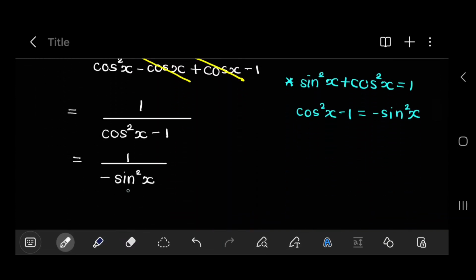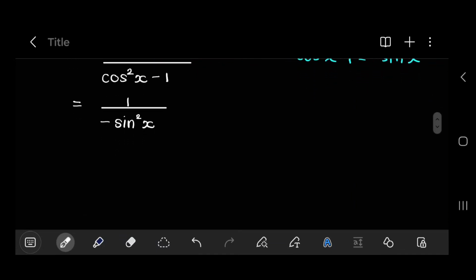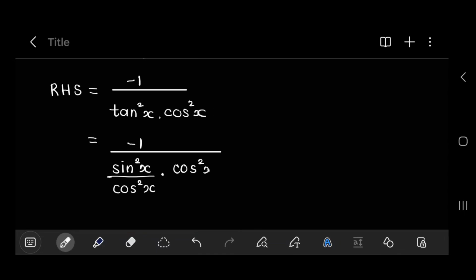So when we simplify the right-hand side, we also need to get this negative fraction of 1 over sin squared x. So let's start off by writing down what the right-hand side is equal to. So here's what we have. And in the denominator, let us expand tan squared x. So we know that's going to be sin squared x over cos squared x. That is being multiplied by cos squared x. What happens here is the cos squared x from the denominator cancels out with that cos squared x next to it.